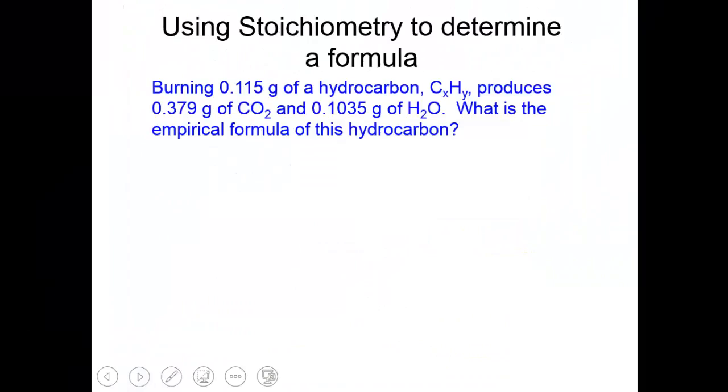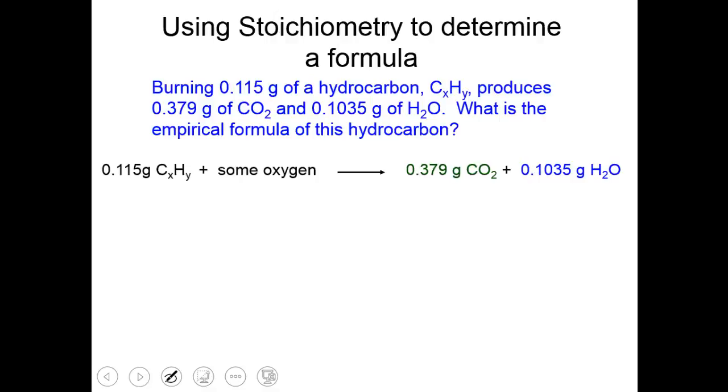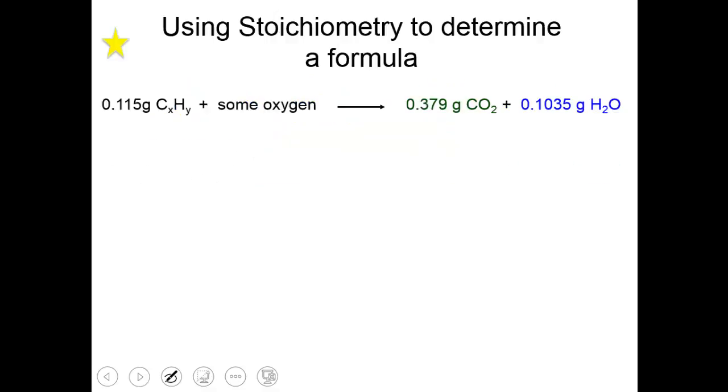There we go. And so what I want to do is look at burning a hydrocarbon. And so it has some amount of carbon and hydrogen, I don't know what, and it produces CO2 and water. What is the empirical formula of this hydrocarbon? So the first thing I want to look at is burning. Burning is in oxygen, O2, and we're going to make CO2 and water. So we want to look at some of the things that we need to assume.